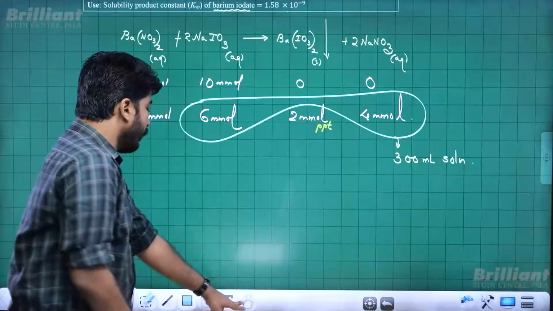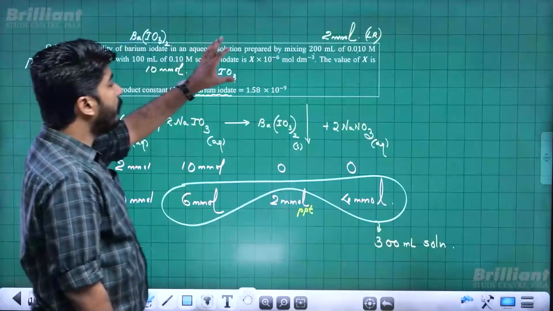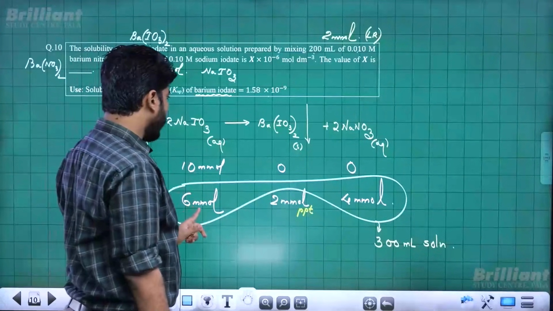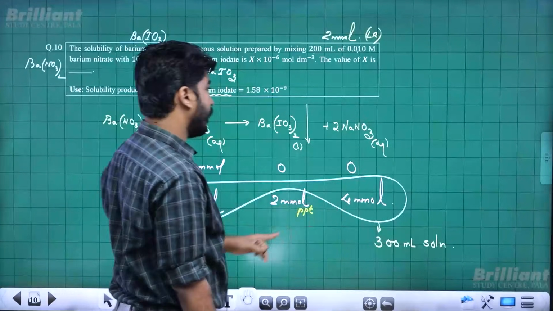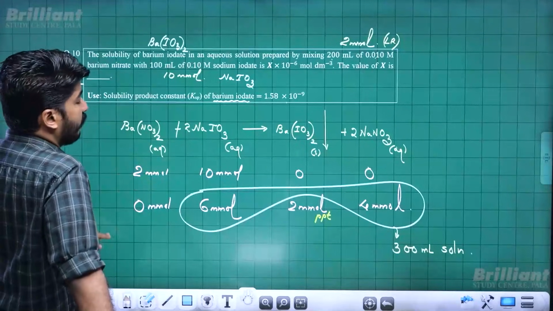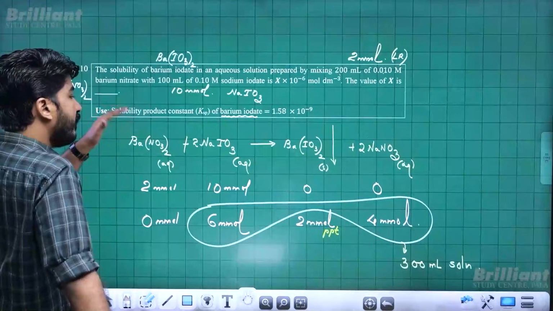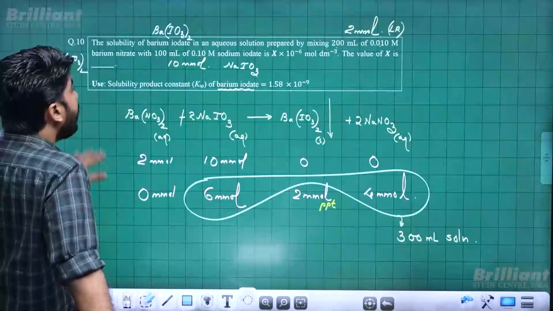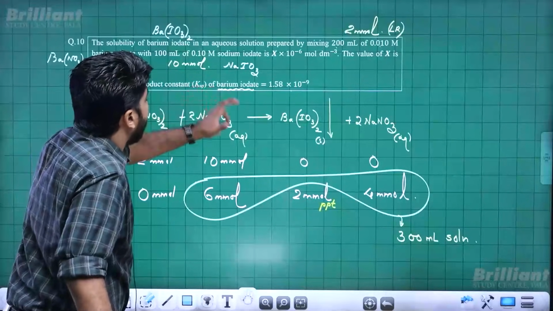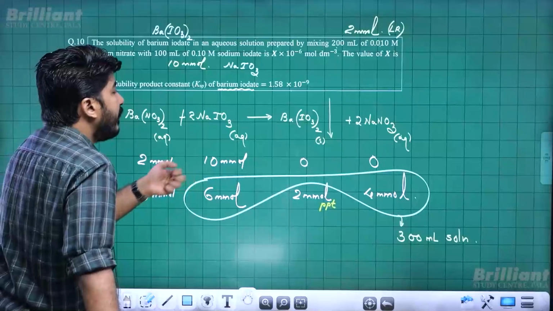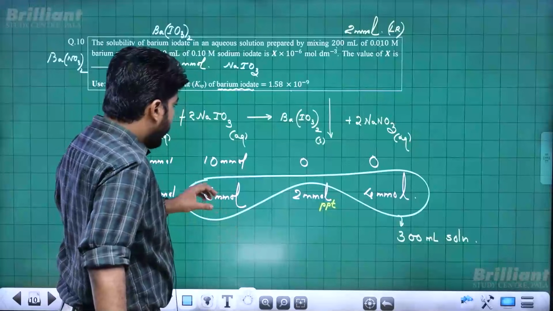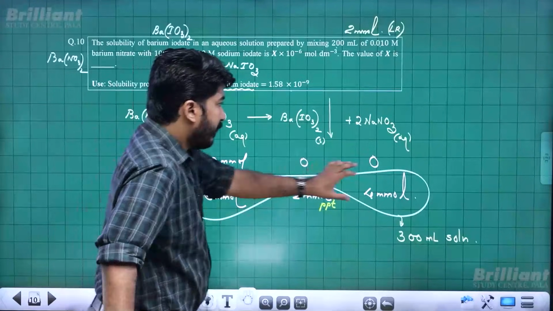The solution obtained on doing so is a 300 ml solution containing 6 millimoles of sodium iodate and 4 millimoles of sodium nitrate. And we need to find the solubility of barium iodate in this particular solution. The solution is already carrying a common ion, which is iodate here, obtained from sodium iodate. Into that we are trying to dissolve barium iodate solid. Let's find out the solubility of barium iodate in a solution containing this much sodium iodate and that much sodium nitrate.